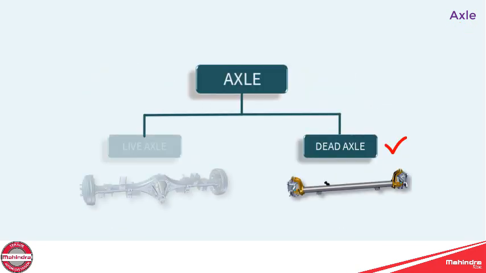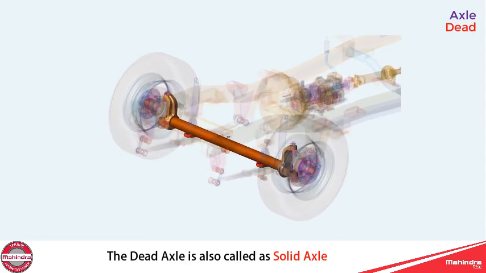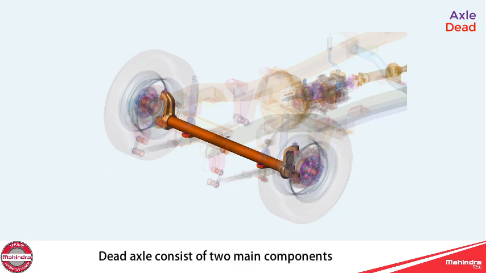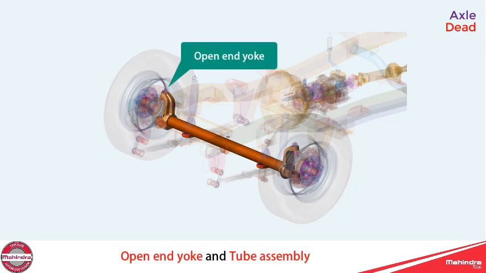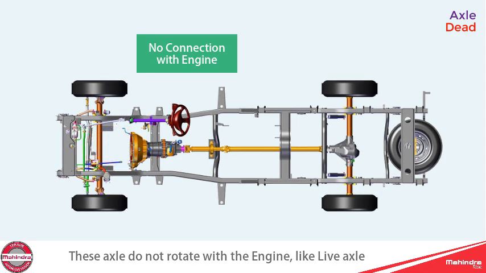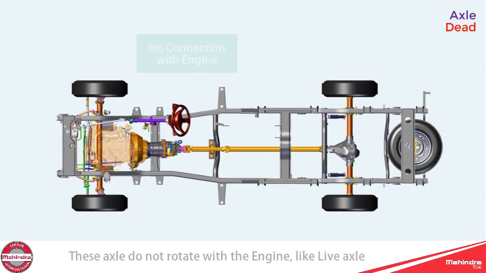Dead axle. The dead axle is also called as solid axle and has sufficient rigidity and strength to take the vehicle load. Dead axle consists of two main components, open end yoke and tube assembly. There is no connection with the engine and having no differential mechanism. These axles do not rotate with the engine like live axle.